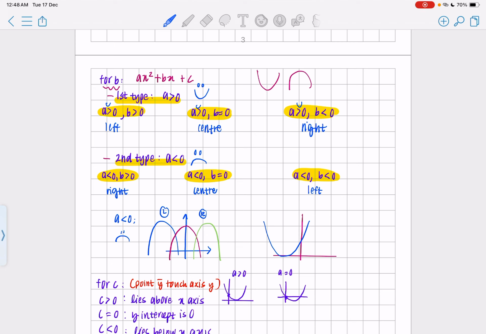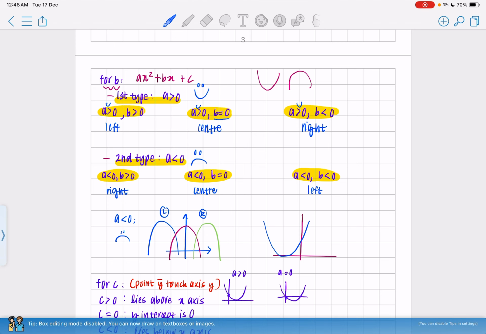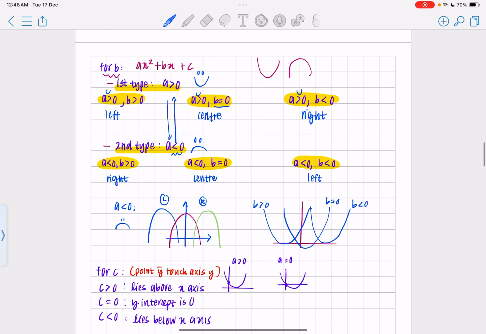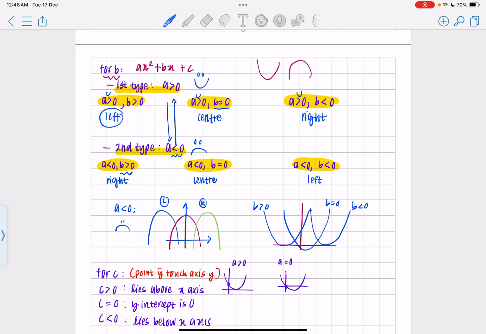Okay, but if B equal to 0, then it will be here. Basically it determines where you will be. If B is less than 0, B equal to 0, and this will be B more than 0. If you have A less than 0, basically it's just vice versa from the first cases. Basically you have B to 0, and if A is bigger than zero, it's on the left. But if A is less than 0, it's on the right.